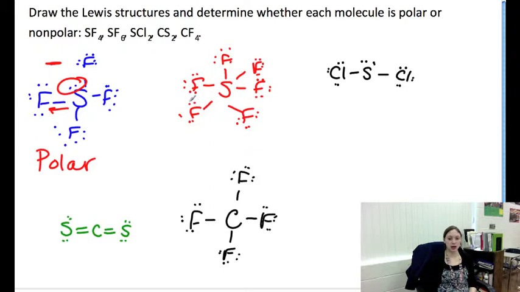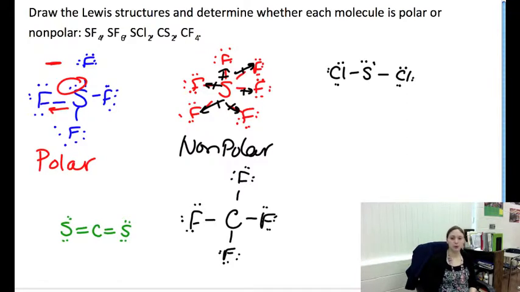I'll go to the next one. I've got 6 things around my sulfur. They're all the same element, so that's going to actually be nonpolar. So even though these fluorines are pulling on all the electrons, they're equally doing this. So the front one cancels out with the one in the back. This one here cancels out with another one. And you end up with an overall nonpolar molecule.